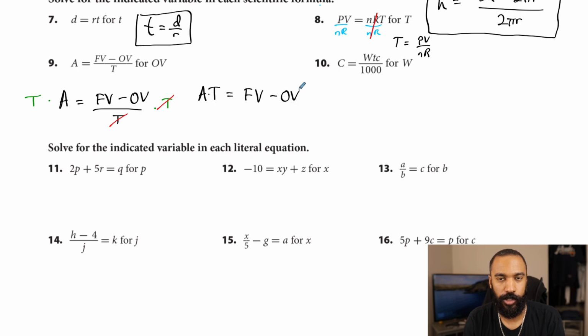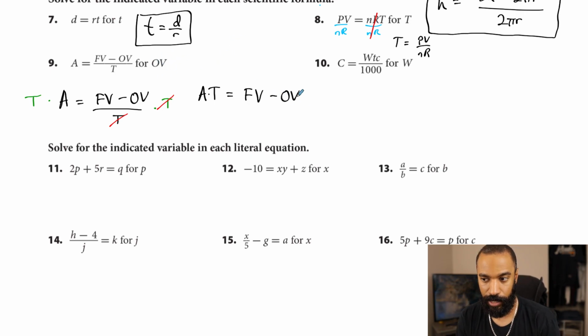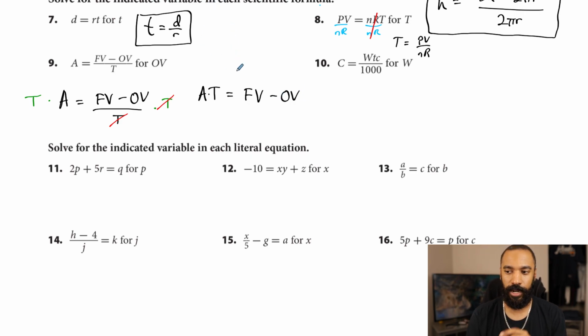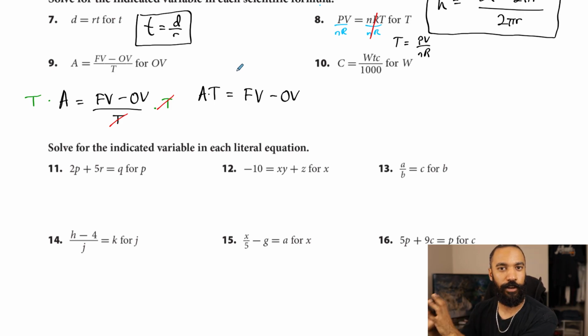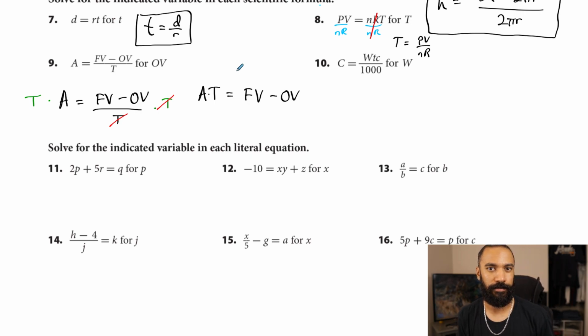There are multiple ways to do this problem here. I'll kind of go a different way this time. I want to get OV by itself, but remember it says for OV, not negative OV. Notice how OV is being subtracted. I need to make it positive. So one thing I could do is instead of trying to get OV by itself and moving everything else over, maybe I move OV over to the other side because I need to make it positive. So what if I add OV over to this side of the equation, like that?